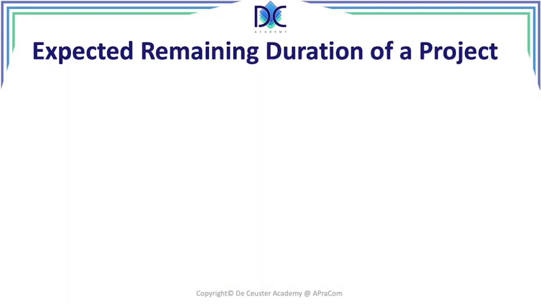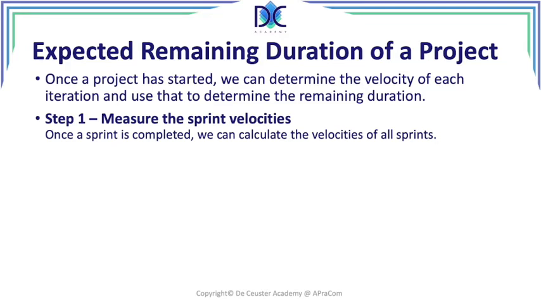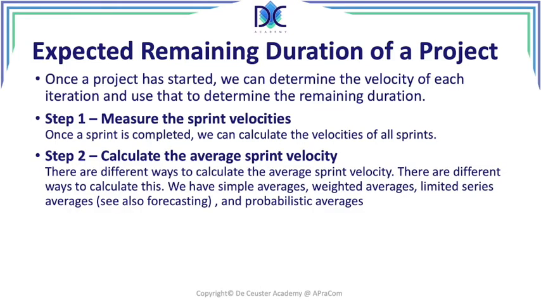Another calculation is to determine the remaining duration of a project. Once a project has started, we can determine the velocity of each iteration and use that to determine the remaining duration. Step 1 is we have to measure the sprint velocity. So every time we finish a sprint, we know what its velocity is, and we do that for all the sprints that we have completed. We can calculate the average sprint velocity, or we can just take the last one. There are different ways to do it.